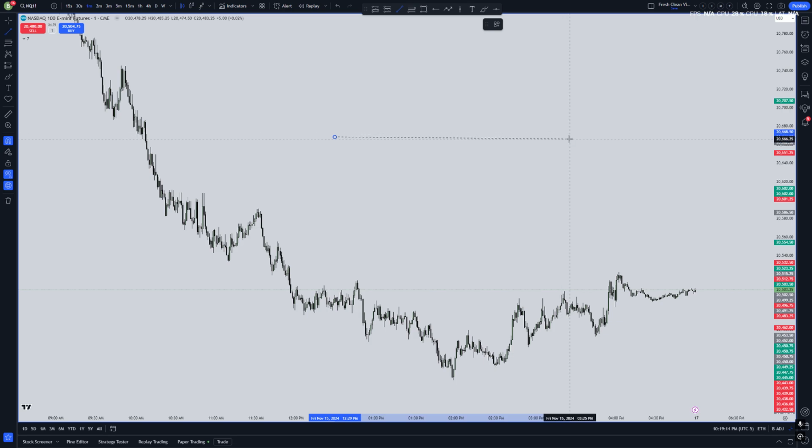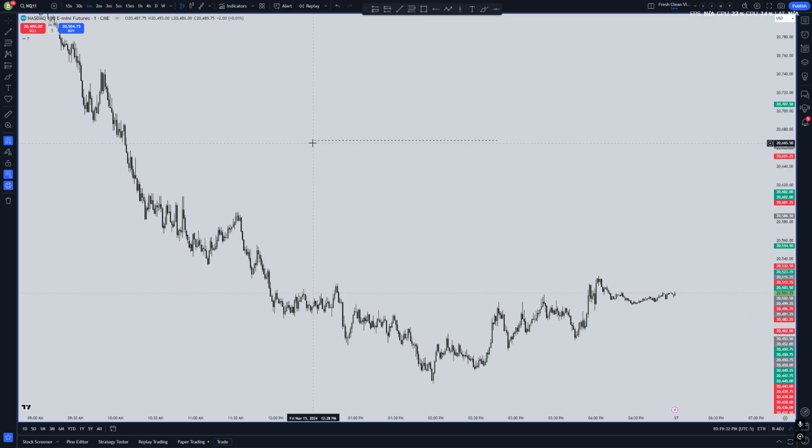We have trend lines. You can make them dotted, dashed, or straight lines. If you hold shift on a lot of these TradingView things, which I did not know, it snaps to 45 degrees as well, and every 90 degrees. So you can make perfectly straight lines.